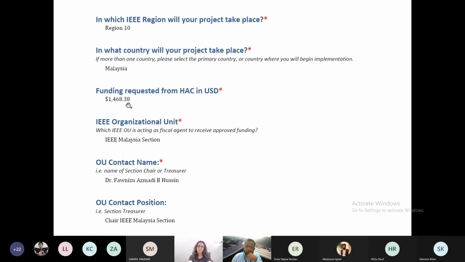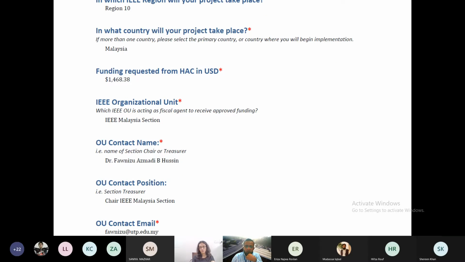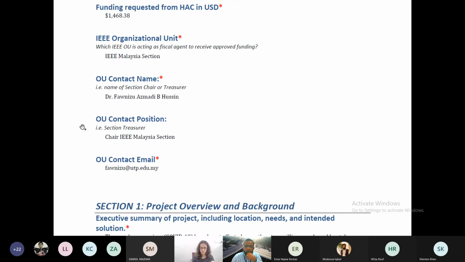What I actually filled for it was 1,468 US dollars. Though it was very small, it was very competent. Then at that moment, our section chair or treasurer, Dr. Fanizu, I was very lucky that he was already an associate professor in the same university where I'm pursuing my PhD. So it was quite easy to contact him and communicate with him. He's very friendly. Even now he is immediate past chair, but he is very supportive.